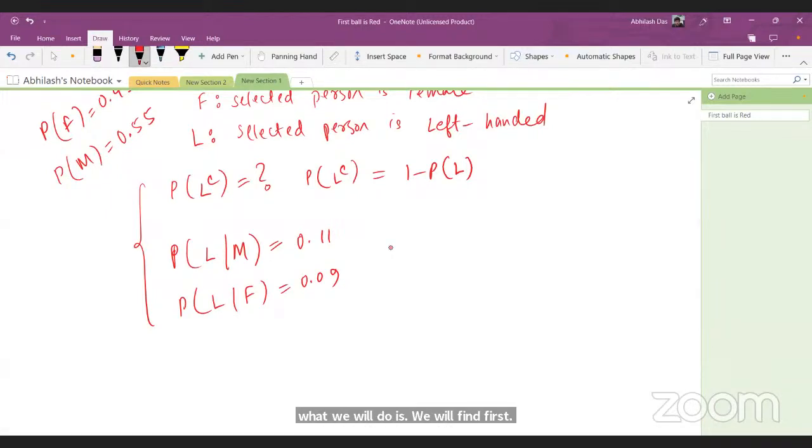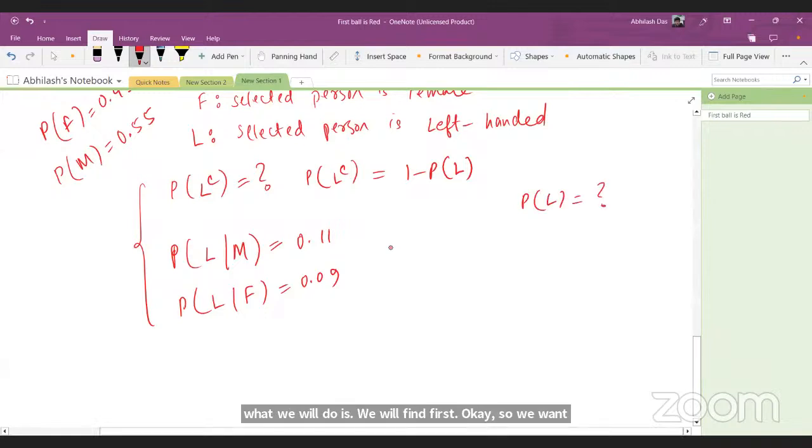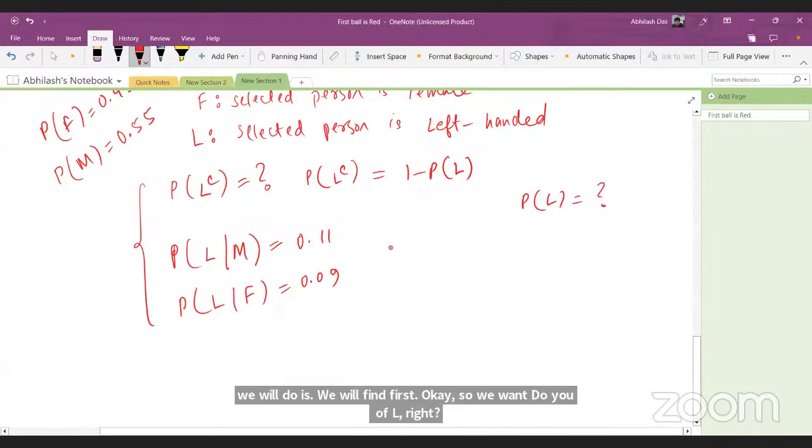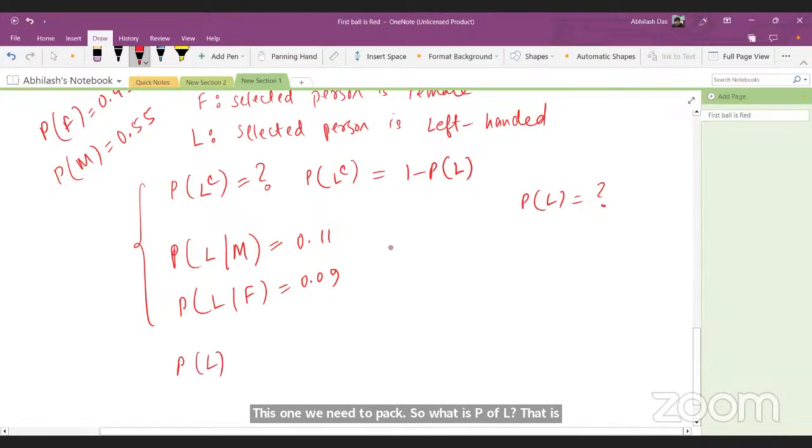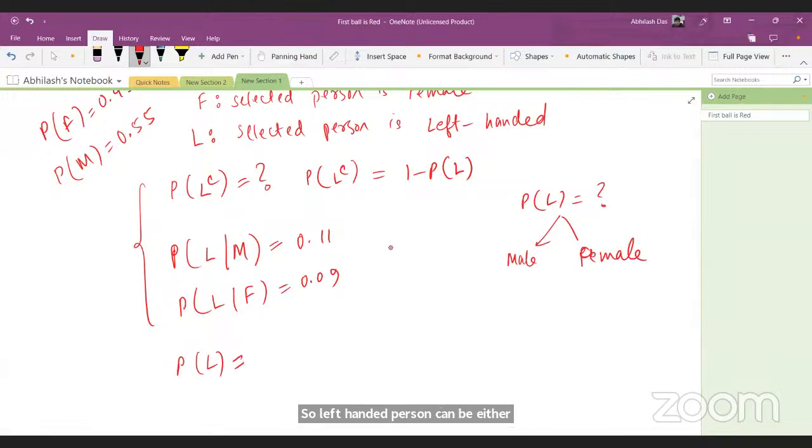So we want P of L, right? This one we need to find. So what is P of L? That is the person who is left-handed. So can I write like this? A left-handed person can be either male or female, right? Yes, sir. So can I write it like this?